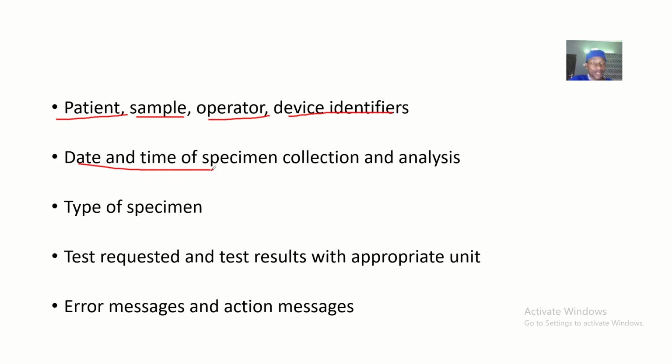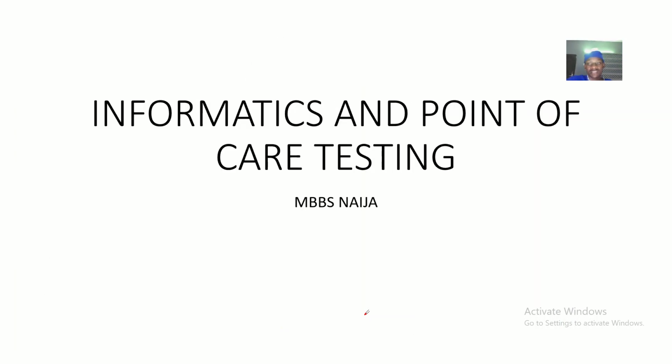And this will help you verify if the test result was correct. Then you look at the type of specimen that was collected. You look at the test requested and test results with appropriate units. Try to look at if everything was represented the right way. Then you look at if the doctor included any error messages or action messages. So these are the various informatics that you should be looking at if you get a hold of a point of care result.